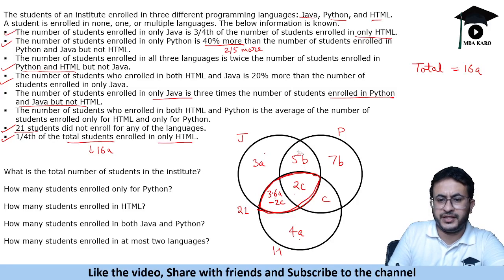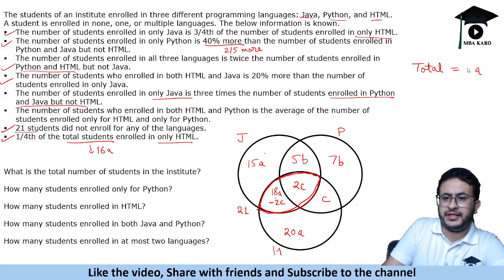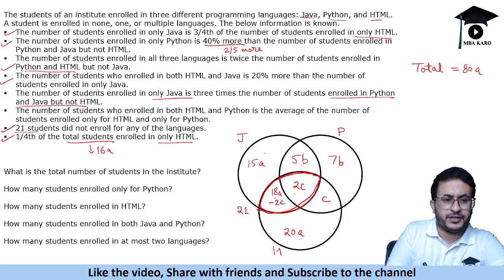So instead of making it A by 5, let's make it A is equal to 5B. So it will become 15A. It will become 18A. Now it becomes a non-integer value here. It becomes an integer coefficient. This will be 20A and total will become 80A. That will make it simple to solve the question. Okay. Alright, now we are left with one more piece of information.